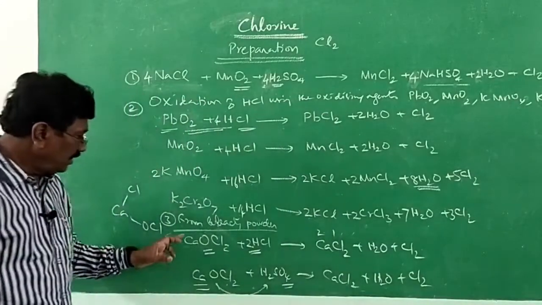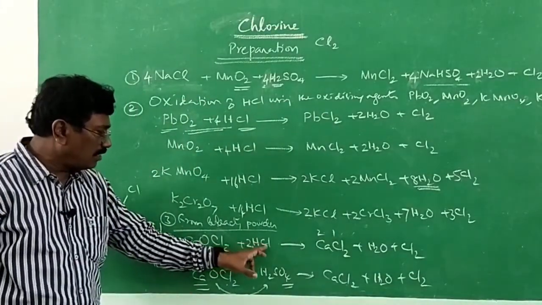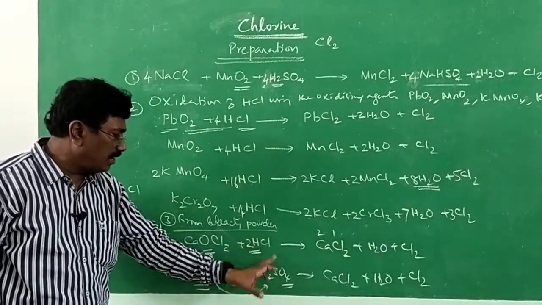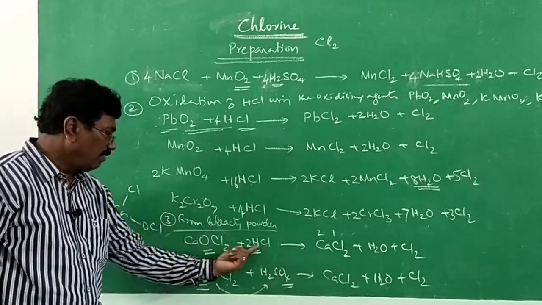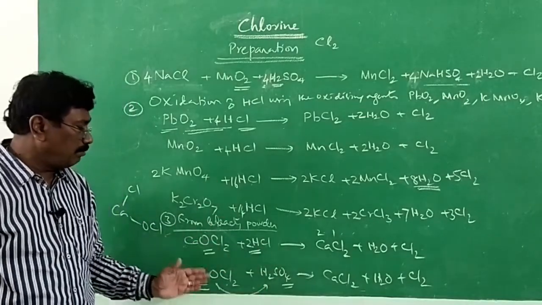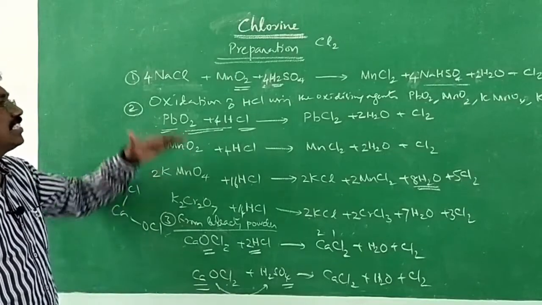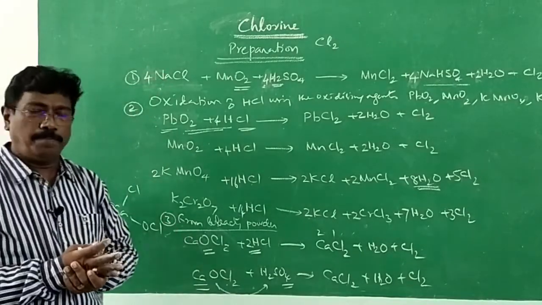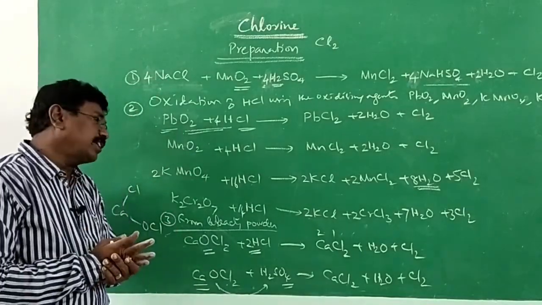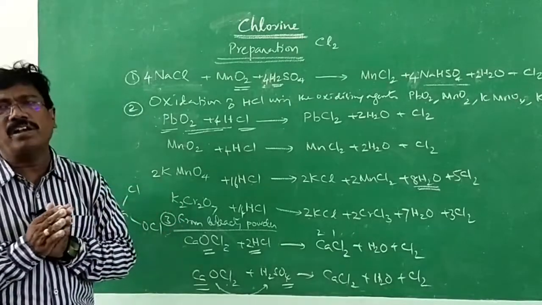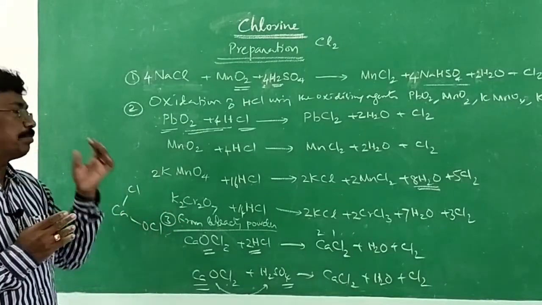That means the metal calcium gets combined with the chloride radical and sulfate radical in acids to become a salt, water and chlorine. Chlorine from bleaching powder is being liberated. This is how we prepare chlorine. It is the laboratory method of preparation, or simple method of preparation.